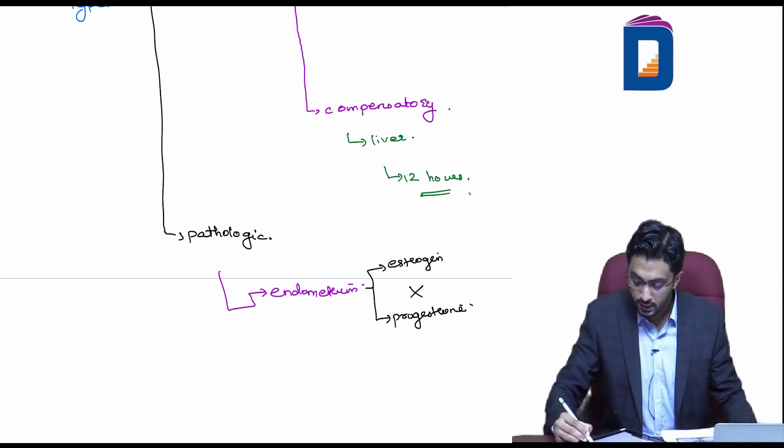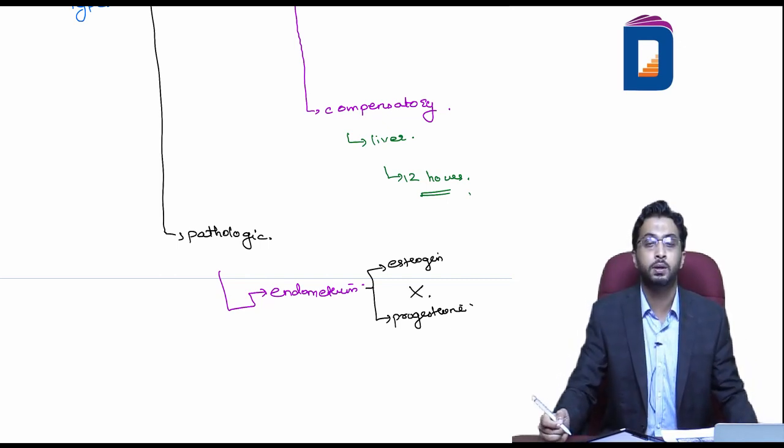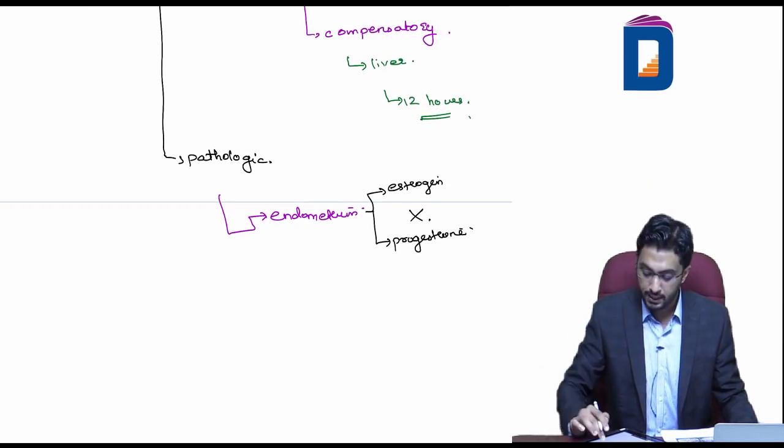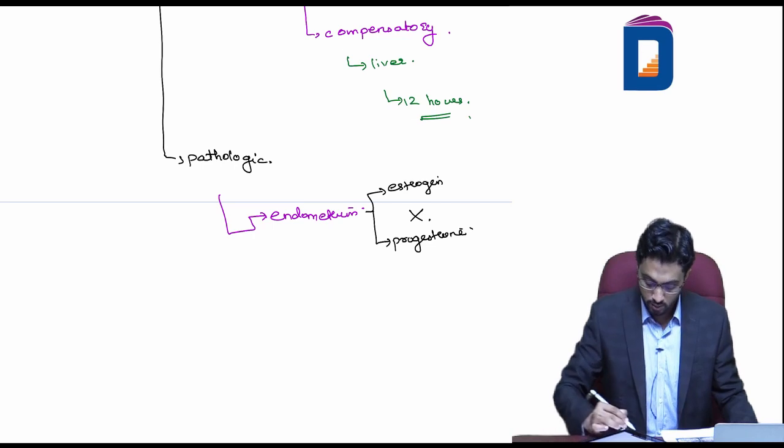Now what happens if there is an imbalance between these two? If there is an imbalance between these two, then we get a pathologic condition.